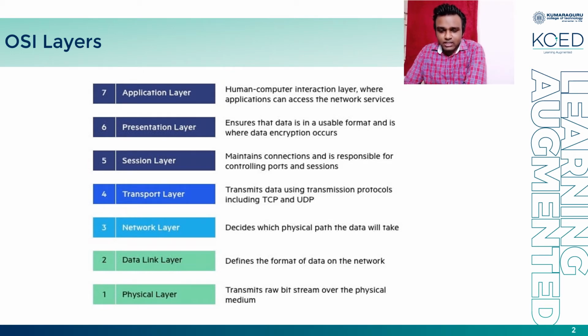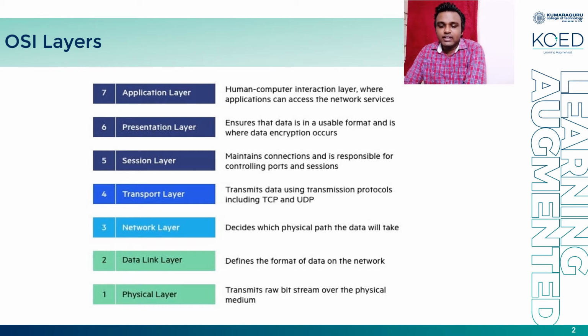The next one is the transport layer. It transmits the data using transmission control, including TCP and UDP. That is, TCP is for wired based and UDP is for wireless based communication. So the transport layer is where TCP based communication is maintained. Next is the network layer, where IP based communication decides which physical path the data will take.